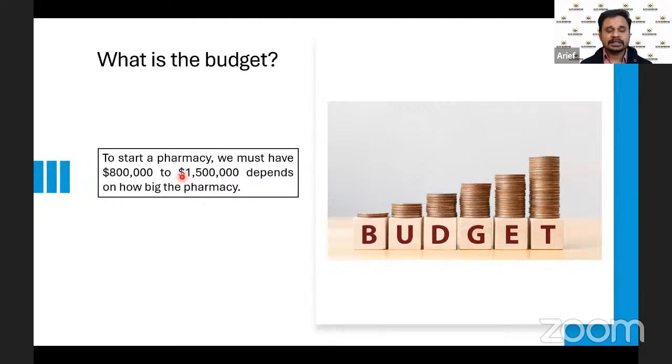And within this budget, there are many things that we need to manage. This is the amount that we need to put aside, because from this budget we need to pay our rental, we need to pay the staff, and we need to purchase the medications. So everything should be done from this budget. This is the minimum budget that we need to put aside.